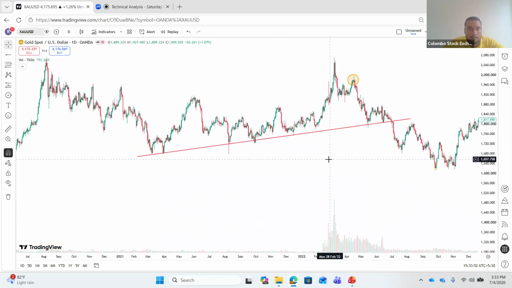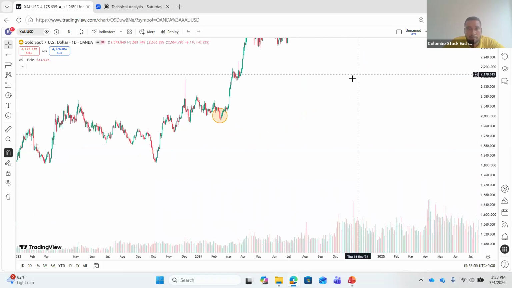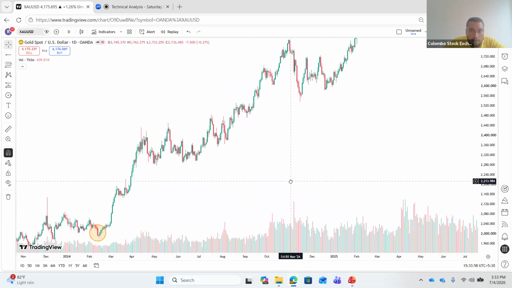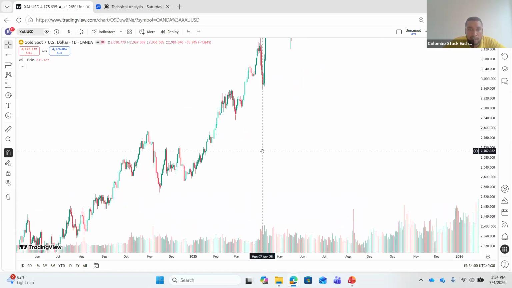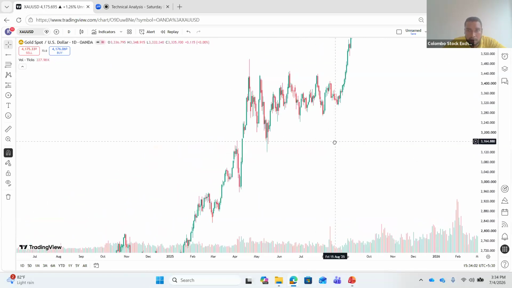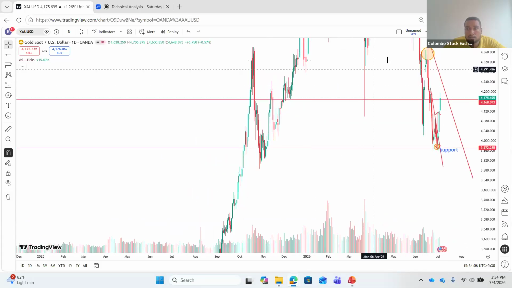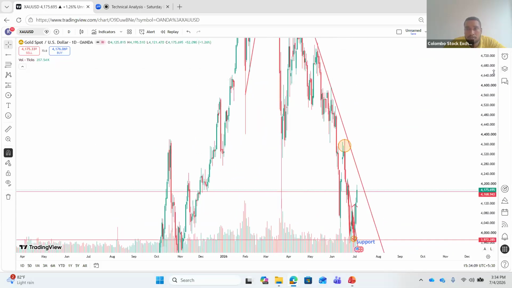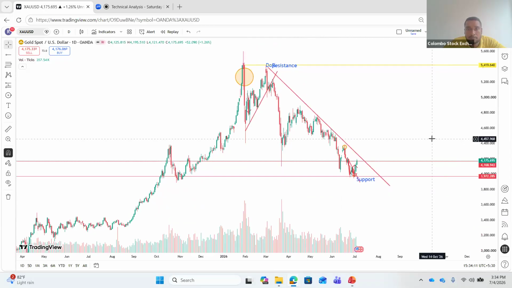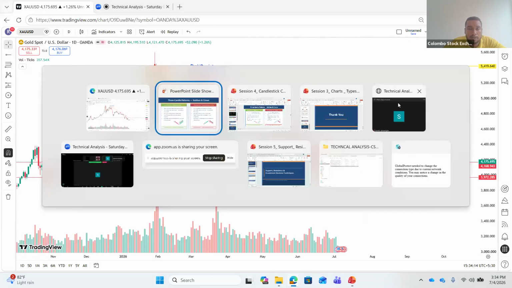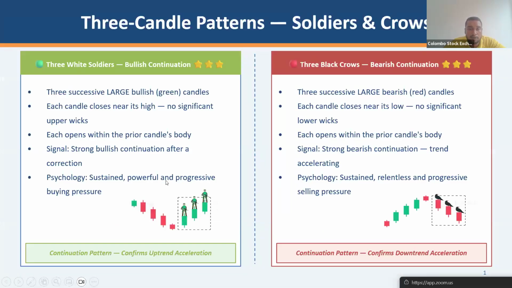Okay, I'll try to find them when I have time. So until then, I'll try to find them later. No, can't see that. Anyway, this is actually a continuation signal, not a reversal signal.